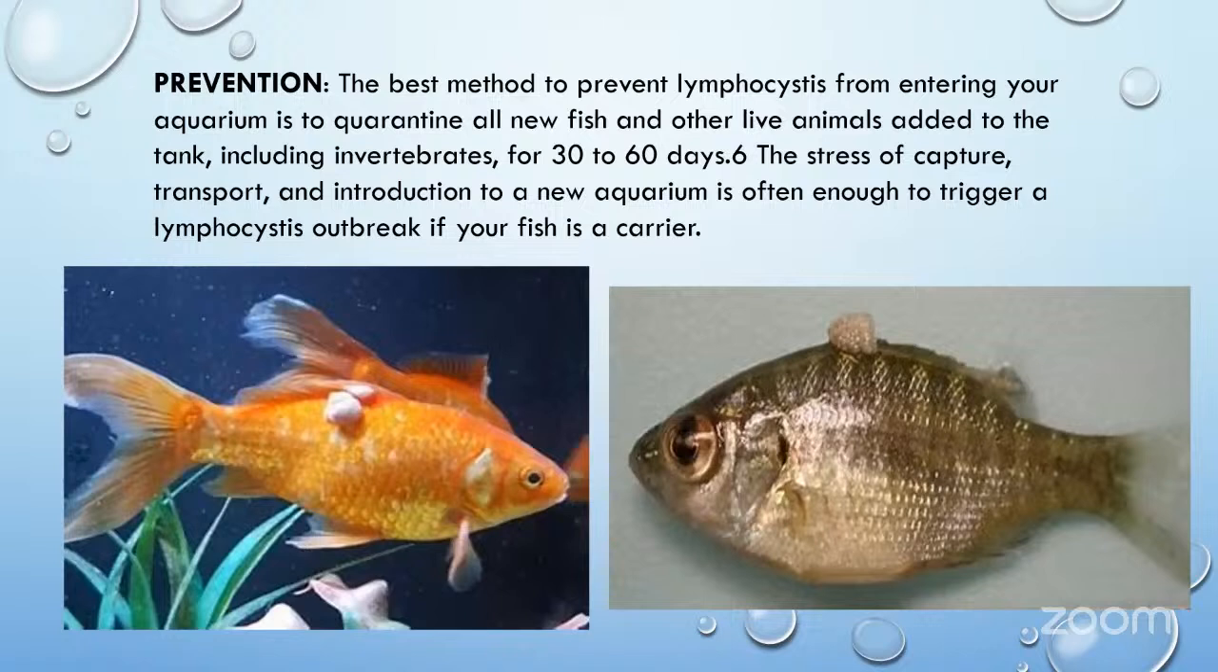Now, how to prevent this? The best method to prevent lymphocystis from entering into your aquarium is to quarantine all new fish and other live animals added to the tank, including invertebrates, for 30 to 60 days. The stress of capture, transport, and introduction to a new aquarium is often enough to trigger a lymphocystis outbreak if a fish is a carrier.